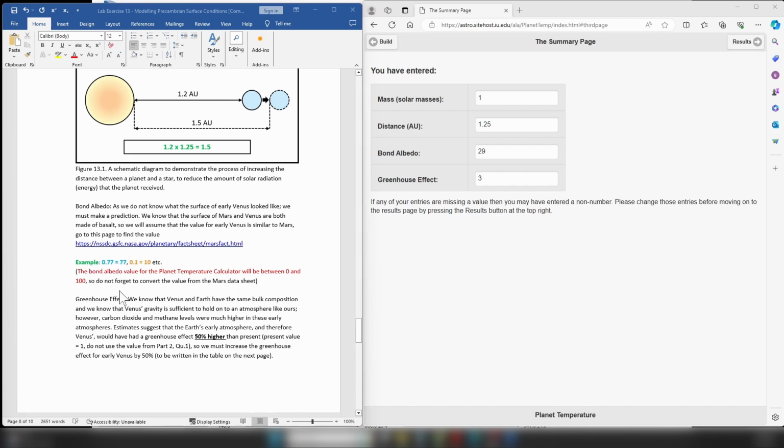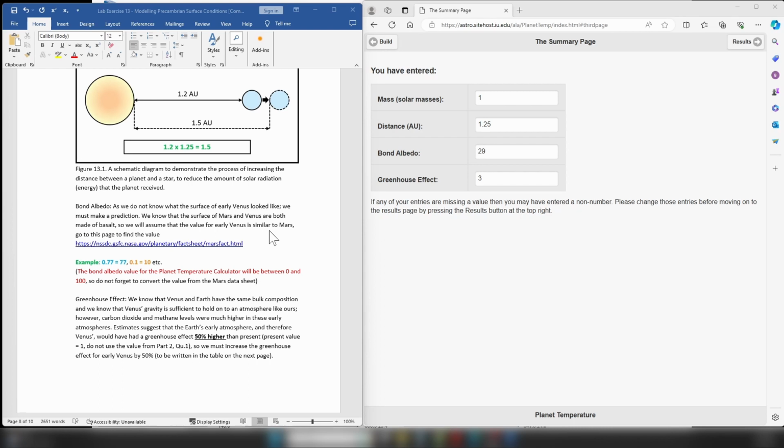So in the data sheet itself, it's going to give you a bond albedo value, let's say, of 0.77. All right, that is 77%. So it's the 77 that you will put into the surface temperature calculator. Or if it was to give you a bond albedo of 0.1, that's equivalent to 10%. So you would put 10 into the surface temperature calculator.